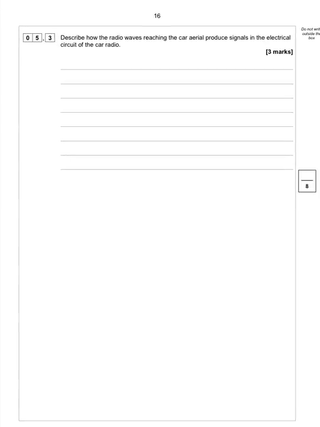So, moving on to question 5.3. Describe how the radio waves reaching the car aerial produce signals in the electrical circuit of the car radio.